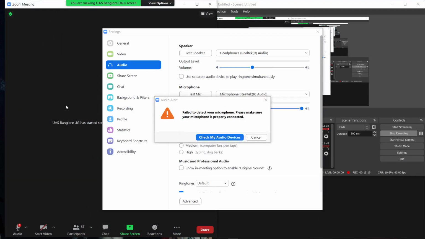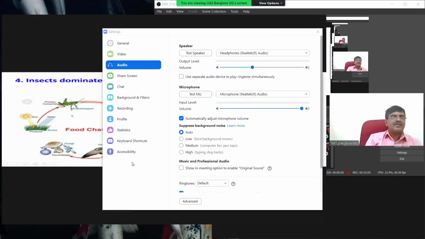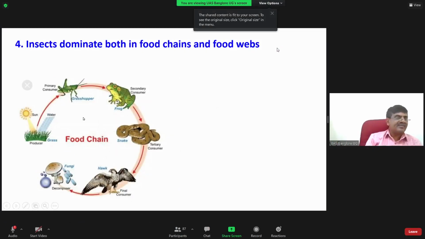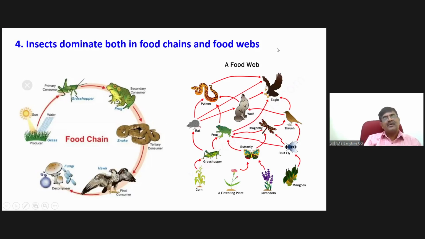Grasshoppers form an important link in the food chains. Similarly, insects also form important links in the food webs. So what is the difference between food chain and food web? In a food chain you have only a single link, but in food webs you have multiple links.